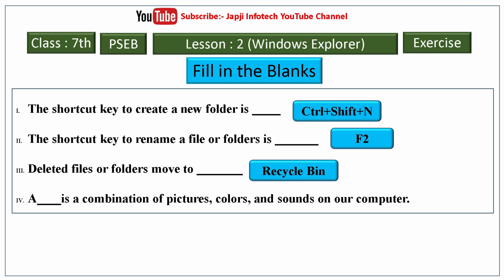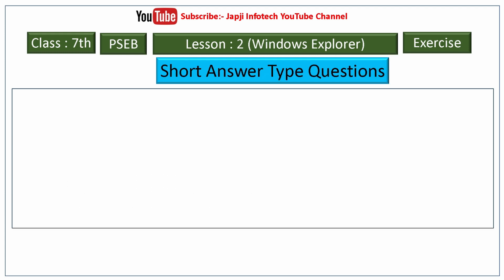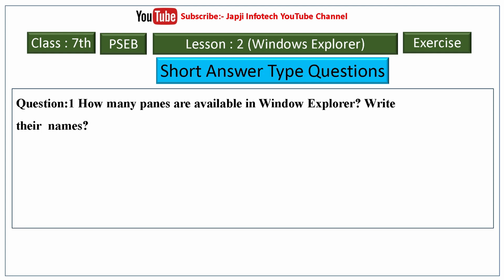And the fourth one is a dash is a combination of picture, color, and sound on our computer. And the right answer is a theme is a combination of picture, color, and sound on our computer. So now we will learn about short answer type question. So first question is how many panes are available in Window Explorer? Write their names.